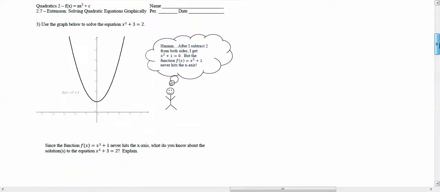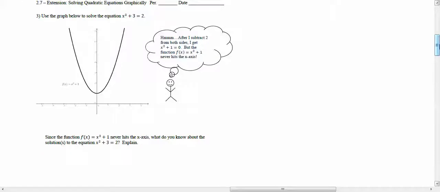Alright, here we go. Use the graph below to solve this: x squared plus 3 equals 2. We don't necessarily know how to do x squared plus 3 equals 2, but we could graph this. I can put it over to the left hand side, so I'm going to move that 2 over. So I have x squared plus 1 equals 0.